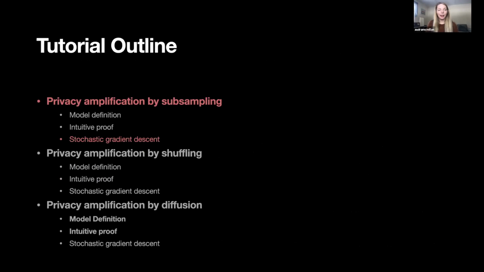Great. Okay. So we're going to do what I promised, which is jump back to stochastic gradient descent and say how this amplification theorem allows us to get a better analysis of stochastic gradient descent.